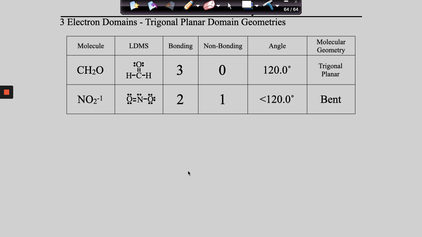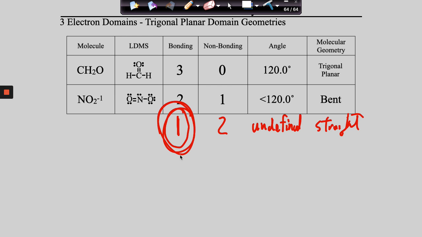Now, guys, you'll notice that that's as far as our table goes. And some of you may be asking yourself, well, why aren't we doing a third example where we have 1 bonding domain and 2 non-bonding domains? Maybe they don't exist. Well, guess what? They do. The reason that we're not putting it on here is because if we've only got 1 bond, then we've only got 2 things bonded together. And if that's the case, the angle is undefined and the molecule is called straight. So guys, anytime we have 1 bonding domain, it's undefined and straight.